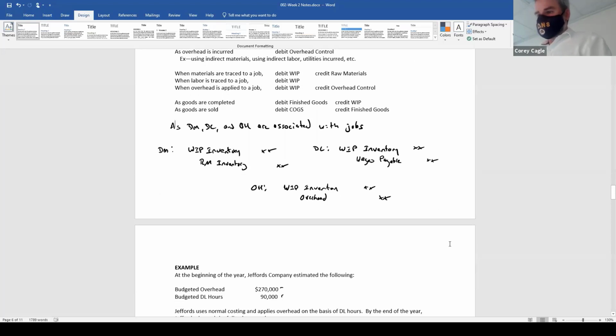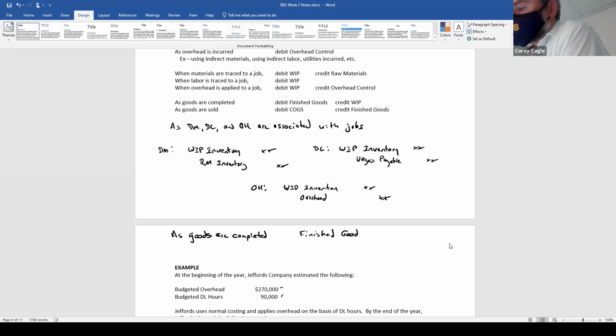And then as goods are completed, and this is very logical, it becomes finished goods inventory, and it is no longer work in process inventory. You're just shifting it from one inventory type to the other. Debit the one it's going into, credit the one it's going out of.